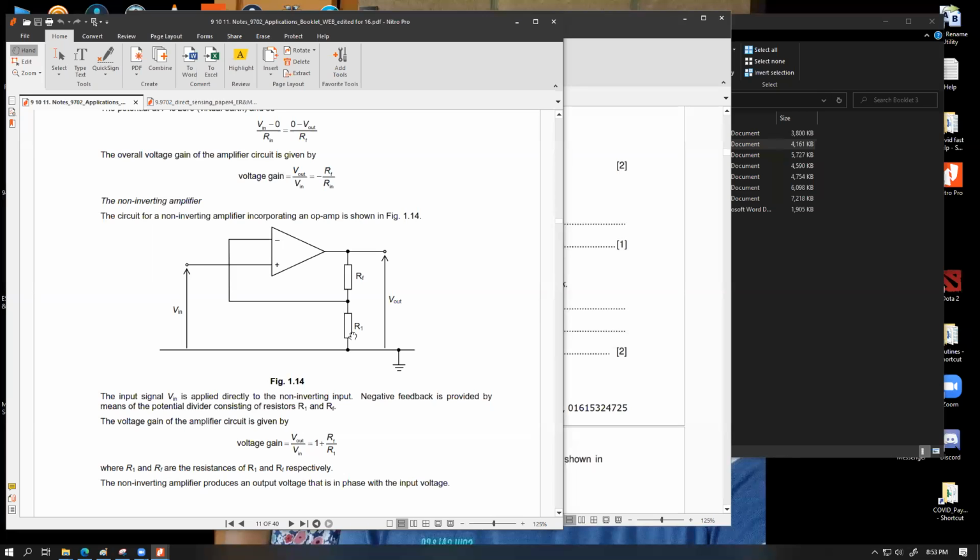So Vin is actually changing for that. Vin is actually becoming smaller because Vin is becoming V plus minus V minus.